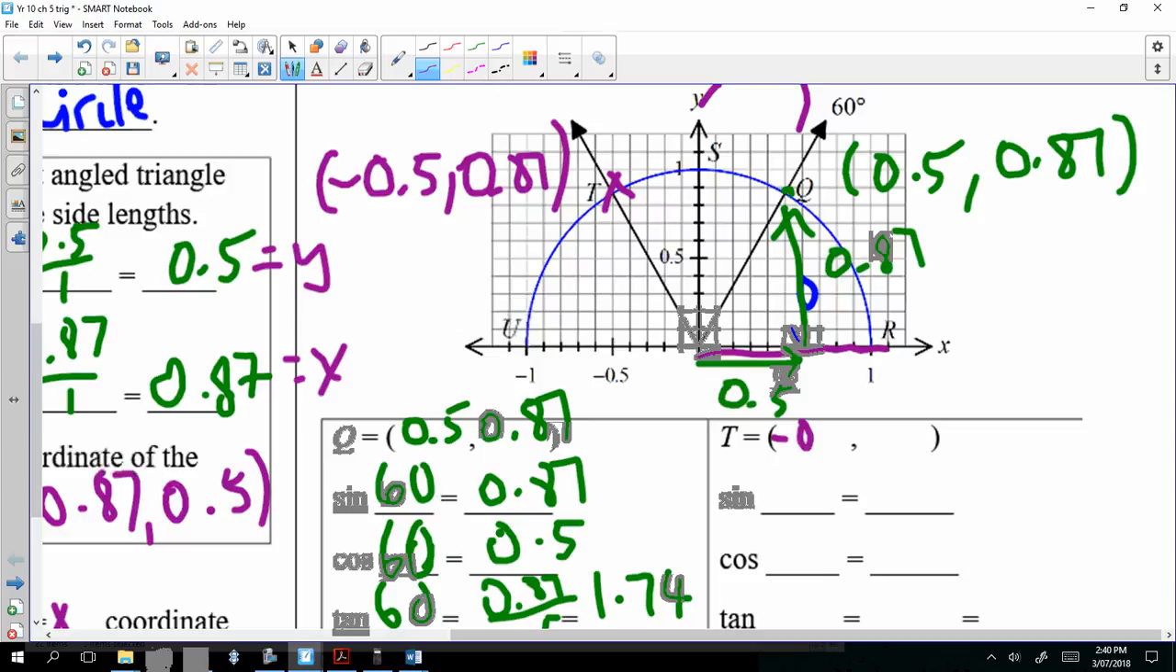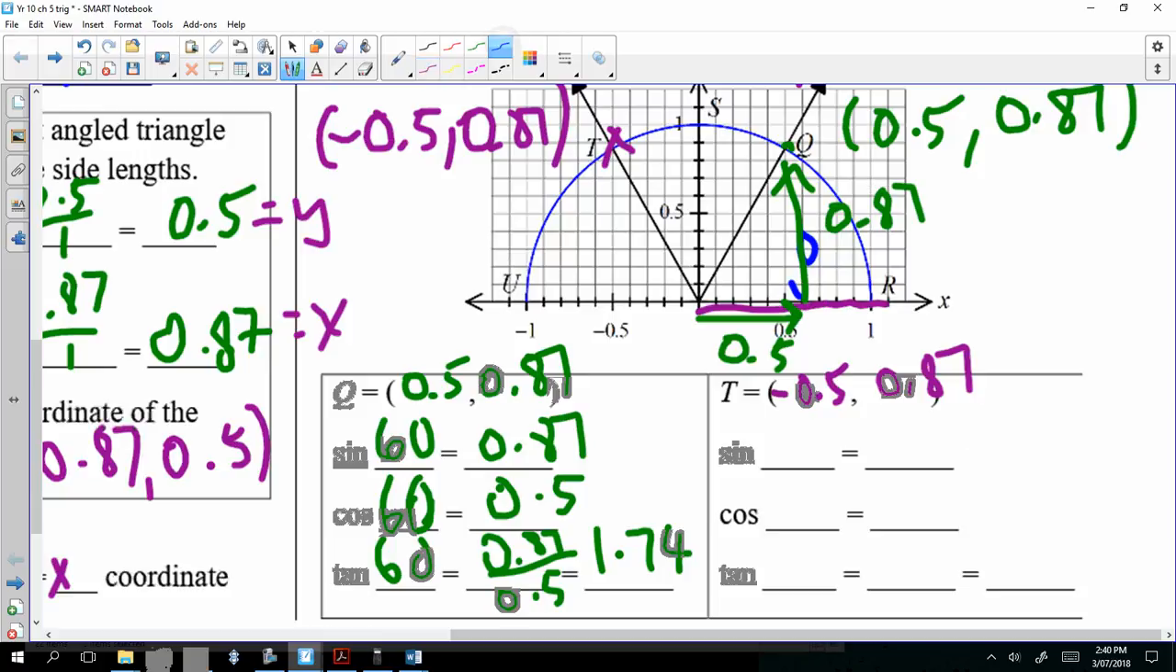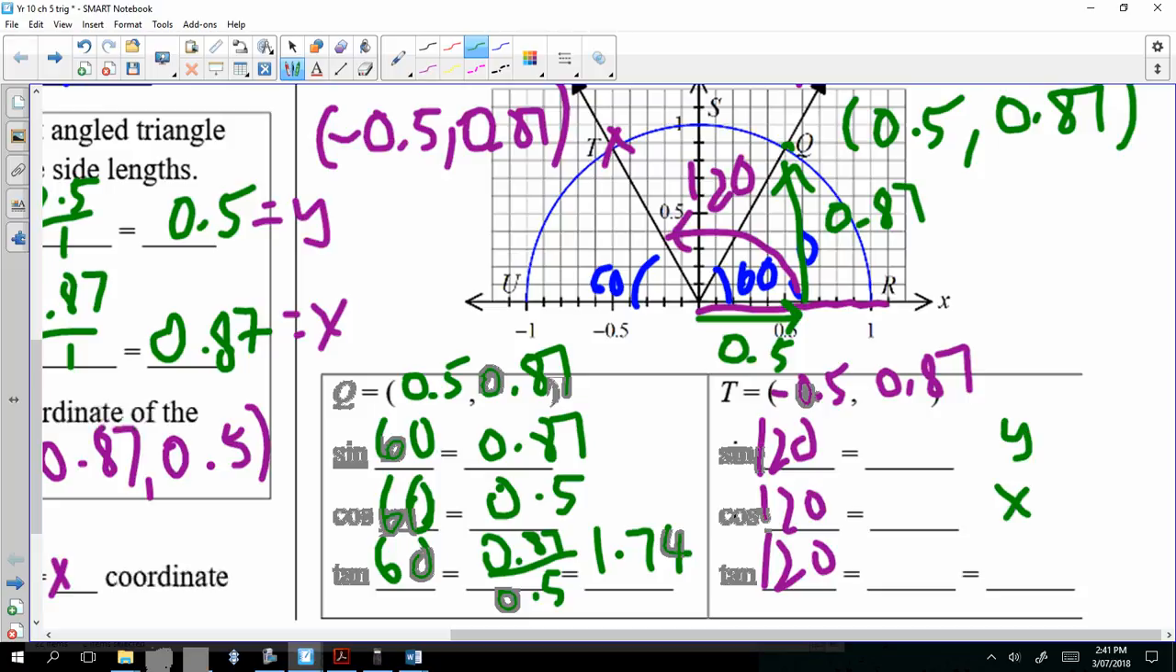Now, what would the angle be? Yes, because that's 60. You know that's 60. Therefore, that's 120, right? So 120. So again, sine is the y value, cos is x, tan is y over x. So if you do sine 120 using the coordinate, that will be 0.87. But cos 120 will be negative 0.5. And finally, tan 120 will be this over that, which is negative 1.74. Okay?